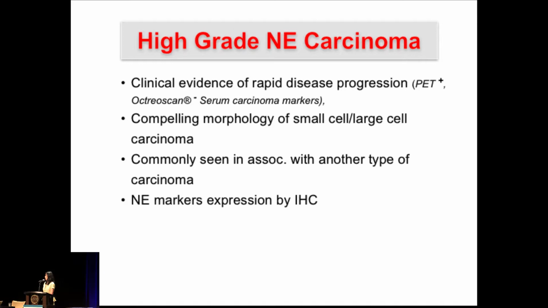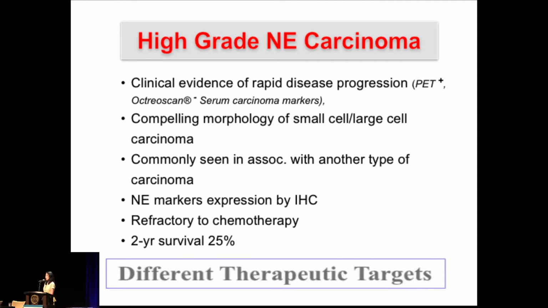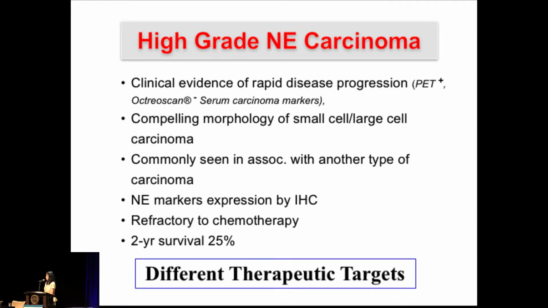And they can be positive for neuroendocrine markers on immunostains such as chromogranin or synaptophysin, but they're usually not as strongly or diffusely positive as in the well-differentiated counterpart. And as you know, it's refractory to chemotherapy, and the prognosis is poor. And most importantly, it has totally different therapeutic targets, so it is extremely critical to have the correct diagnosis at the very beginning.